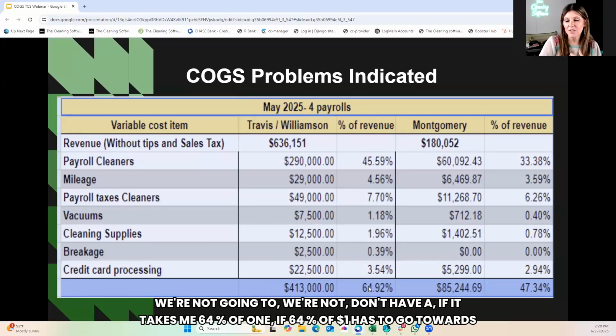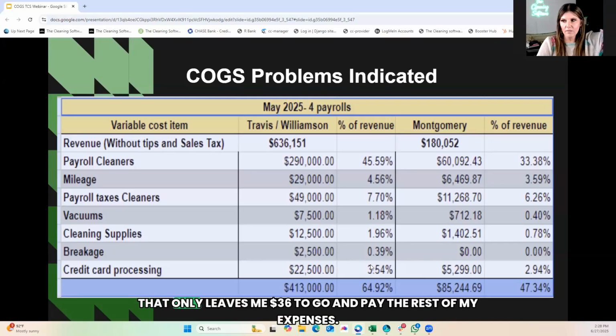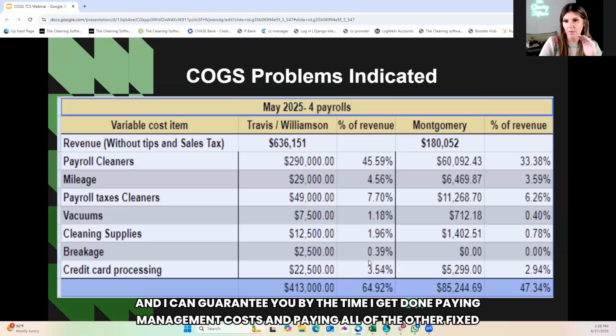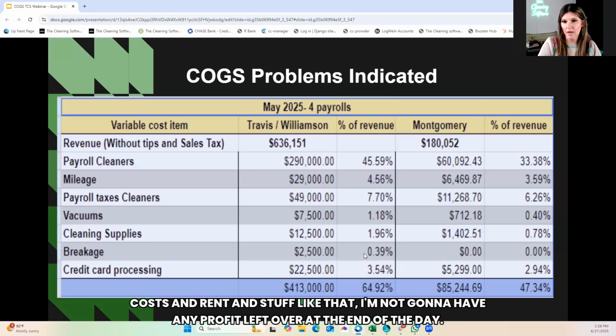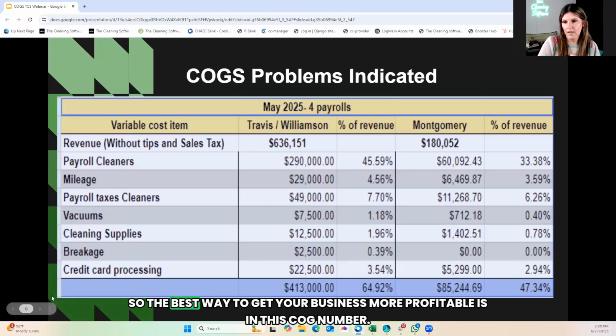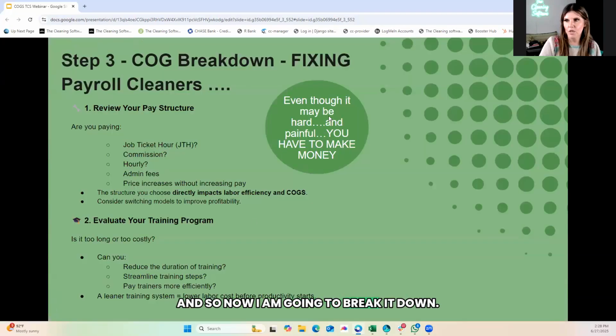If 64% of $1 has to go towards just the cleaning, that only leaves me 36 cents to pay the rest of my expenses. And I can guarantee you by the time I get done paying management costs and all of the other fixed costs and rent and stuff like that, I'm not going to have any profit left over at the end of the day. So the best way to get your business more profitable is in this COGS number. And so now I am going to break it down.